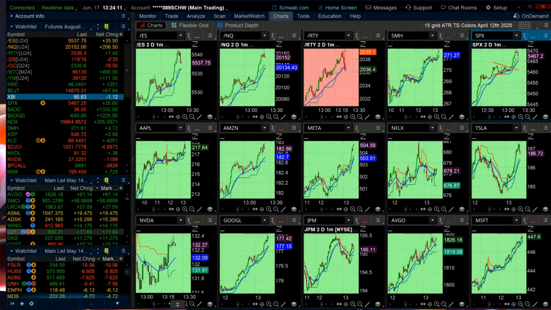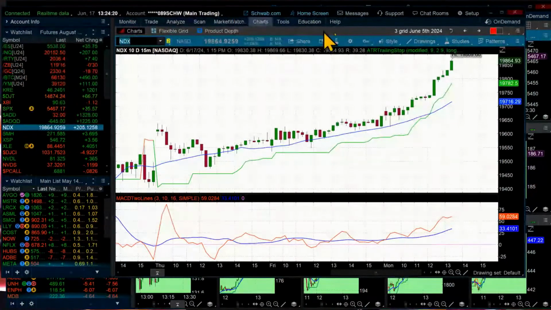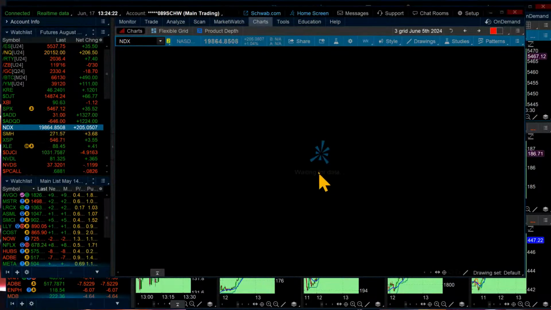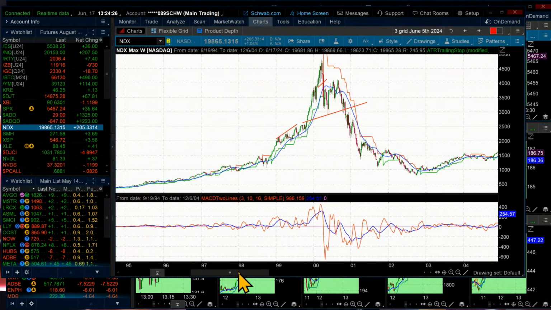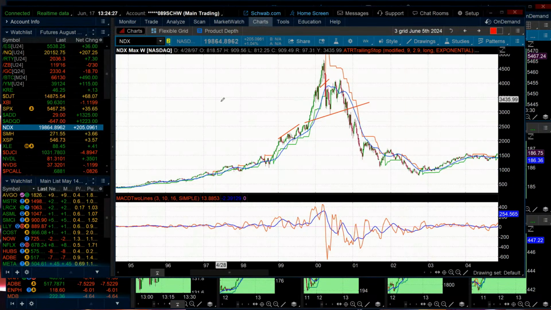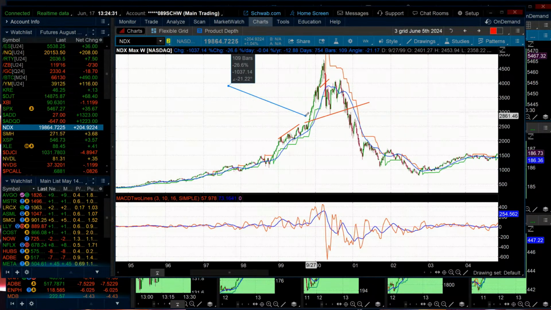And usually the divergences do not end with the NDX going down. The divergences end with the other indexes going up. So this is 1999. I was trading. I traded all the way back to 1980.